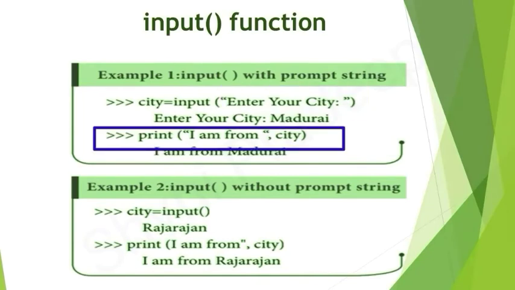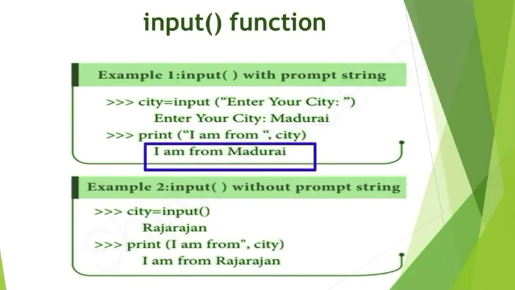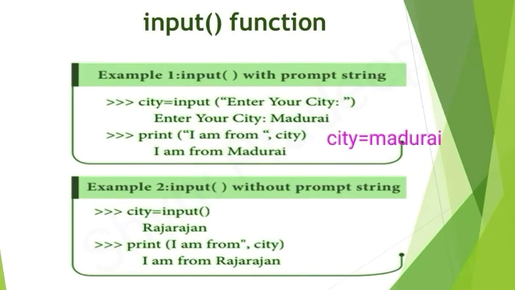Next see the print statement. For this code you will get the output I am from, and next what? City. City is a variable. What is the value of this variable? Madurai, okay. I am from Madurai. So you will get output like this. Here you have given the prompt string, so it is displayed on the monitor, which means it displays like this, enter your city. Here you have to type the expected input from the keyboard, that is Madurai. After typing this data, it will be stored in the given variable city, okay. City is equal to Madurai. And next in the output function you will get the output like this, okay.